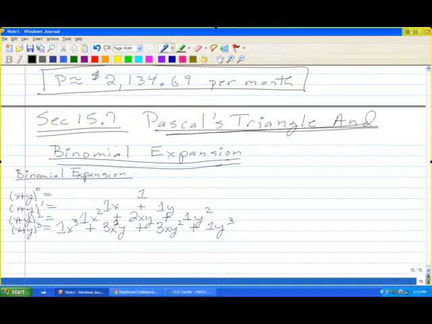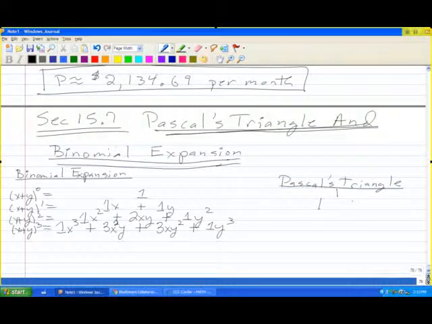And now let's look at what's called Pascal's triangle. Pascal's triangle is: you start with a 1, then you drop down the 1, drop down the 1. If I have something above it, then I just add. Well, 1 plus 1 is 2. Drop down the 1. Drop down the 1. If I have something above it, I add. 1 plus 2 is 3. 2 plus 1 is 3. Drop down the 1.